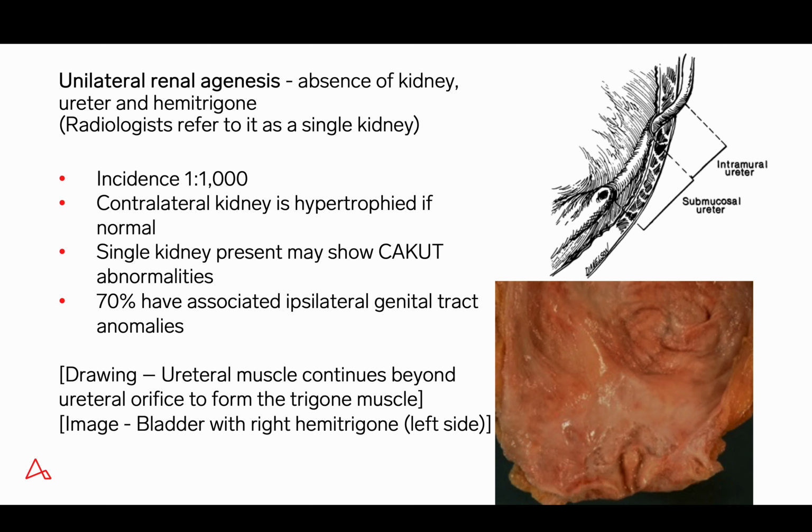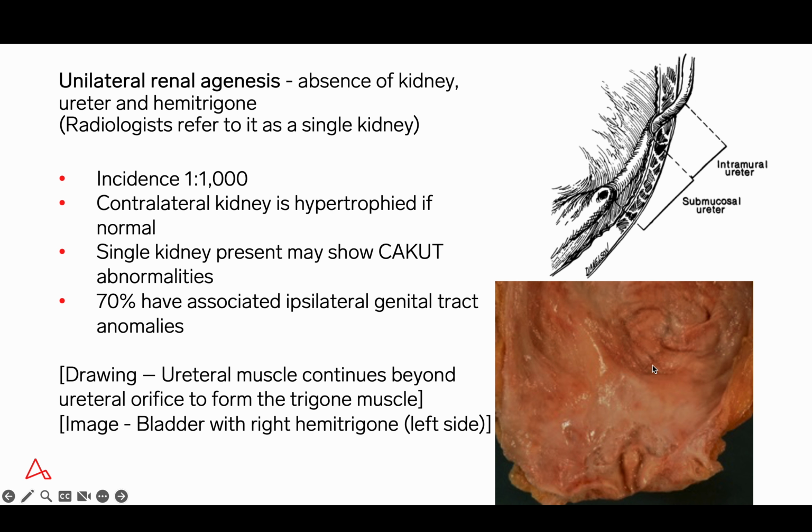Next, let's talk about renal agenesis. Renal agenesis is most often unilateral, and it's defined as an absence not only of the kidney, but the ureter and the hemitrigone. Interestingly enough, the radiologists refer to it as a single kidney. I guess they see what's there, whereas we see what's not there.